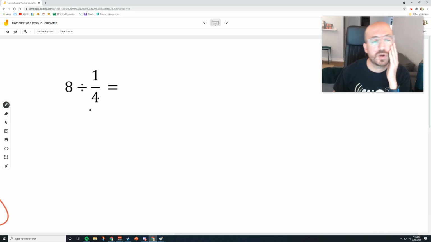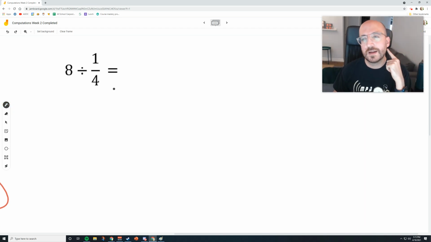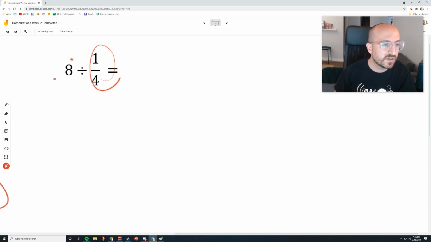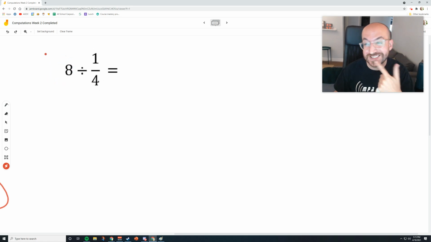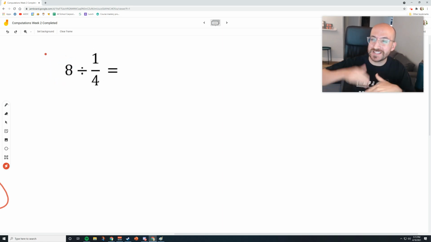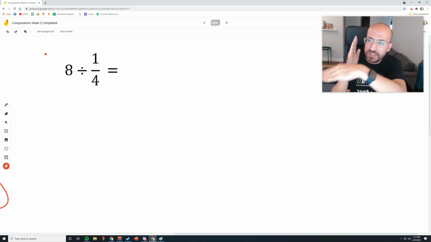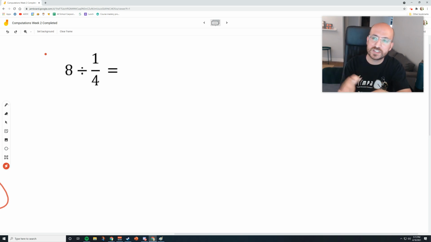Now in the longer version, I want you to think of division as how many are in. In this case, how many fourths are in 8 wholes? That's a lot of fourths. If I have 8 pies, I cut them into 4 pieces each, or 8 cookies. I cut them into 4. 1 whole is 4, 2 wholes is 8, 3 wholes is 12, and you keep going.